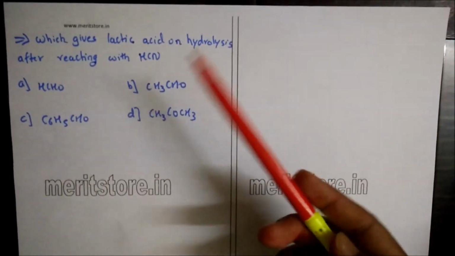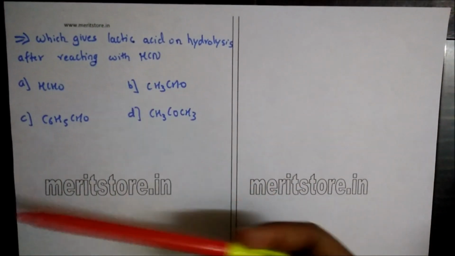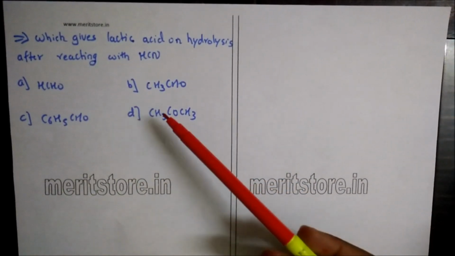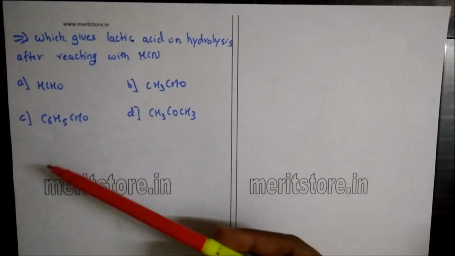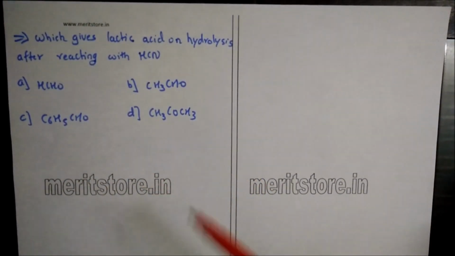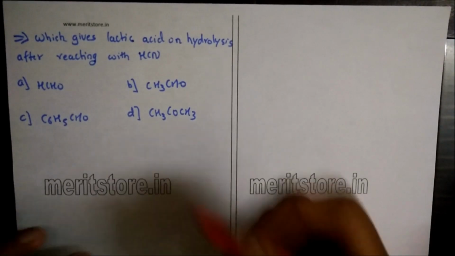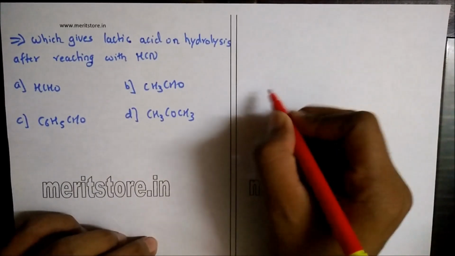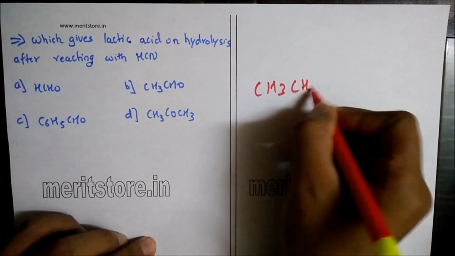Which gives lactic acid on hydrolysis after reacting with HCN? Is it either A. HCHO, B. CH3CHO, C. C6H5CHO, or D. CH3COCH3? The correct answer here is option B, CH3CHO. Let's look at how the reaction takes place.